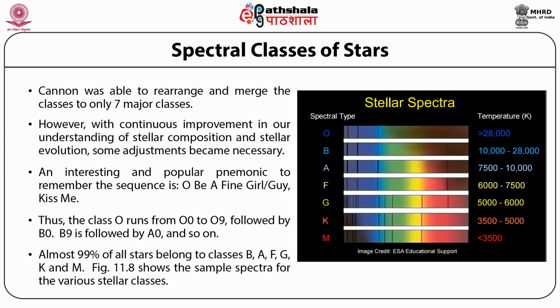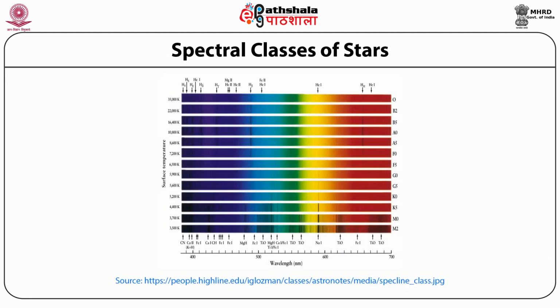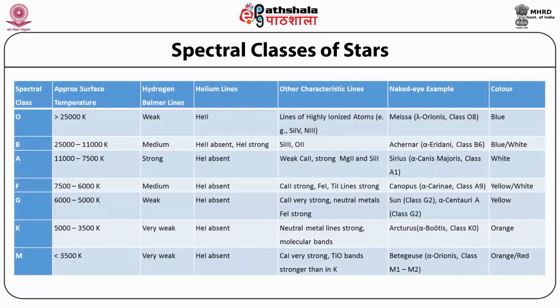At the other extreme, the M stars have a large number of lines and molecular bands, whereas the surface temperature of the Sun is 5770 Kelvin, belonging to the spectral class G2. This figure shows the spectra of various spectral classes of the stars. As you can see over here, certain lines change with the spectral class. Students, this table summarizes the different stellar spectral types and their characteristics.